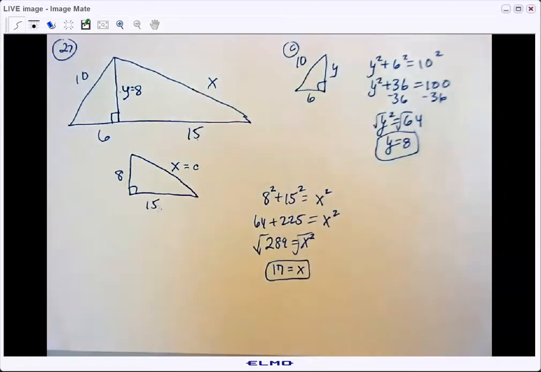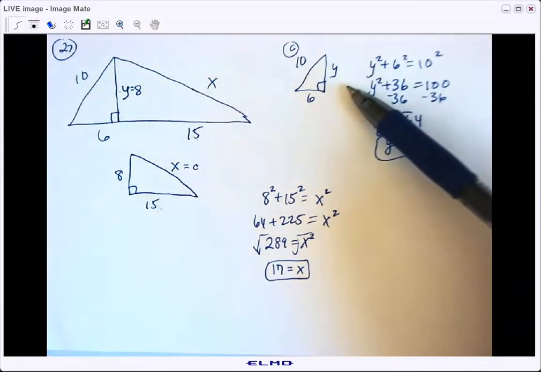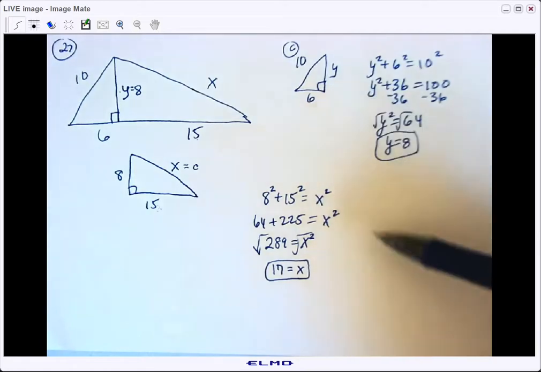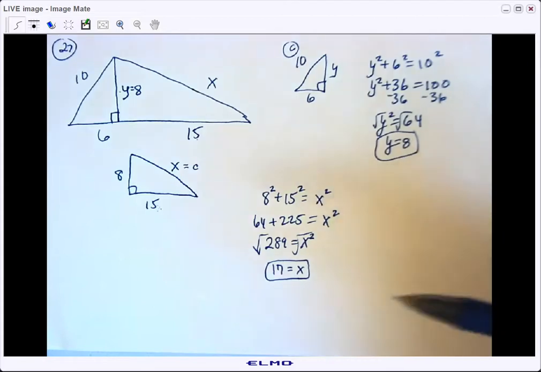So this is what I call a two-step triangle, because we had to use one triangle to find one leg in order to find the other part that was our answer. Okay. Any questions on that?